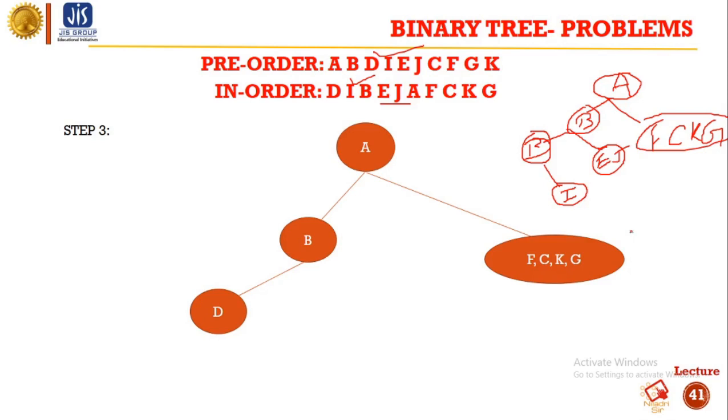From in-order we will check which are the elements on the left side of D. The elements on the left side of D: no element is there. As you can see, from in-order we will check which elements are on the left and right side of D. On the left side of D there is no element, and on the right side there is I. And then this was EJ.